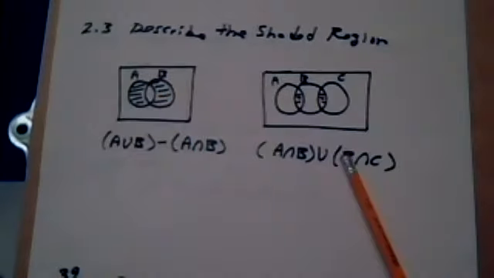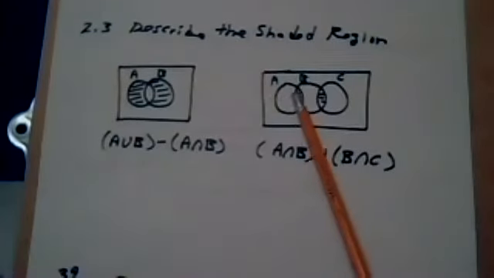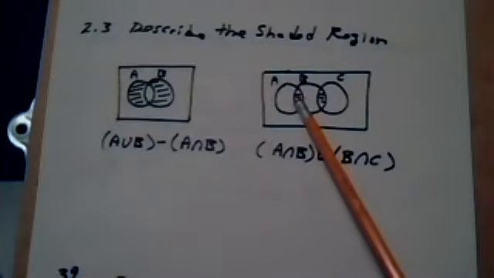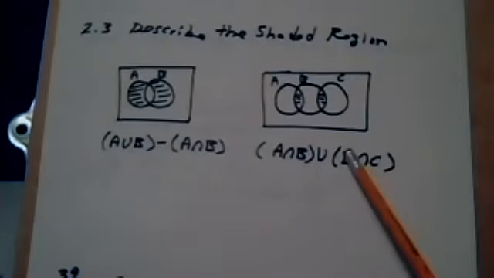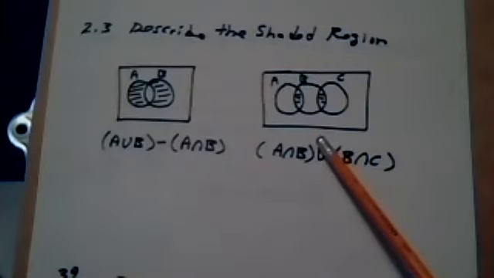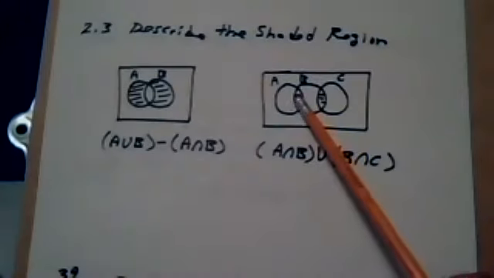Now this one, there's intersections here, right? So look, A intersect B would be this one. B intersect C would be this one. Now we want them both, so you form the union, and that will keep these two shadings.